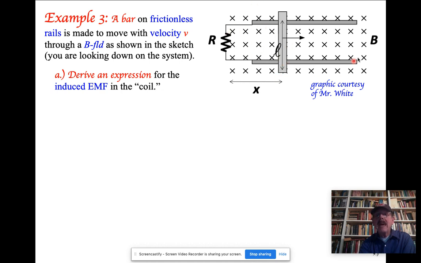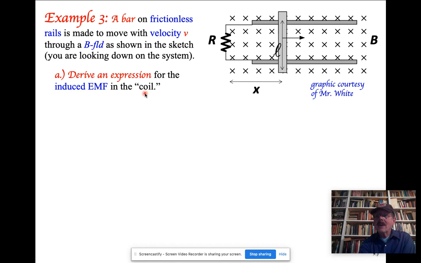And this thing is bathed in a magnetic field that's moving into the page. And this beam is made to move with velocity v in this direction. So this cross-sectional area is getting bigger and bigger, which is to say, if you think of this as a coil here, the flux through the coil is getting bigger and bigger. The number of field lines through the coil is getting bigger because the coil itself is getting bigger. So derive an expression for the induced EMF of the coil.